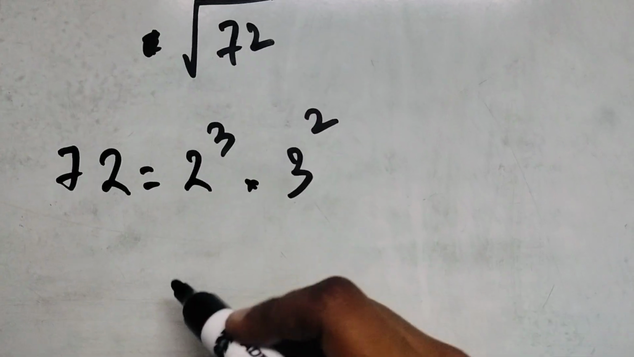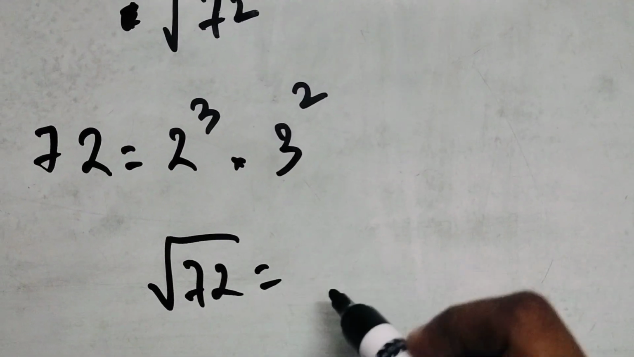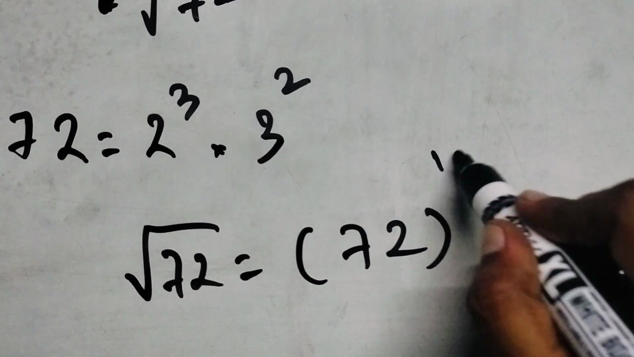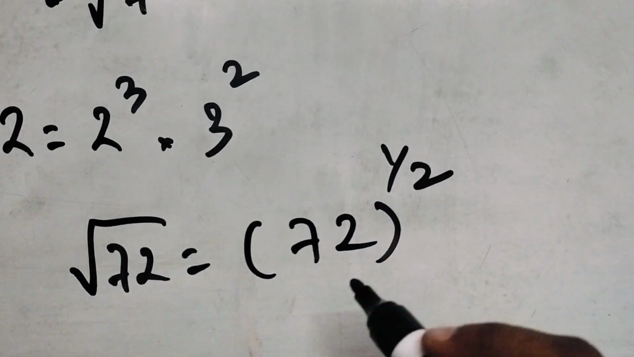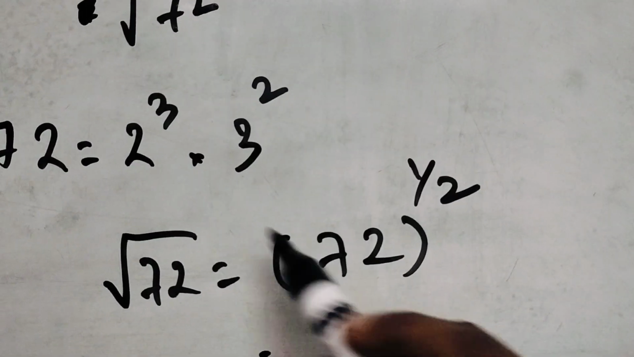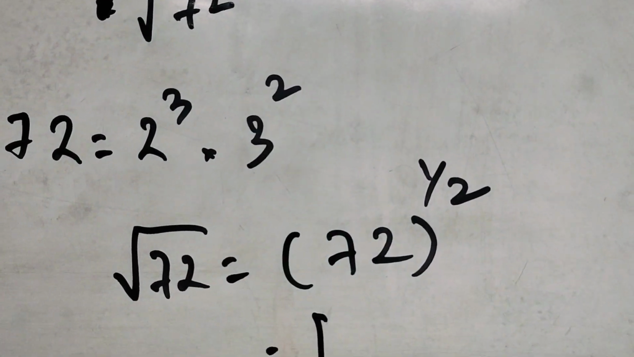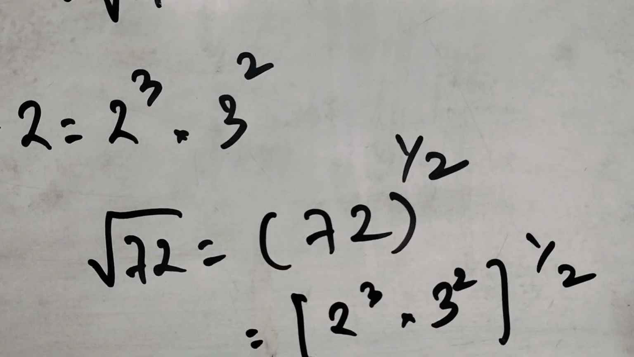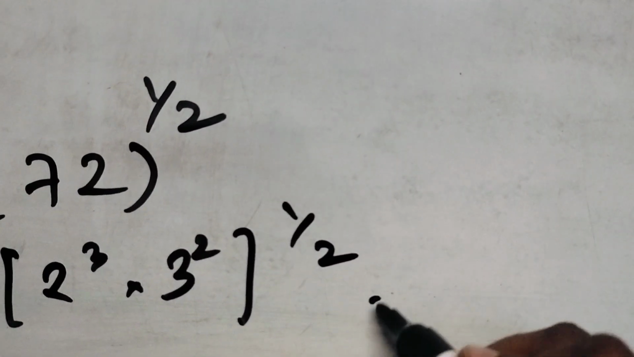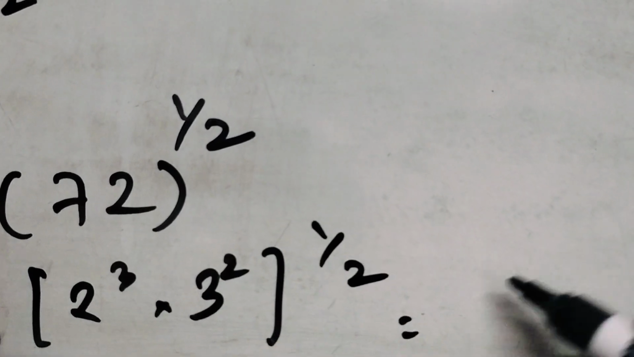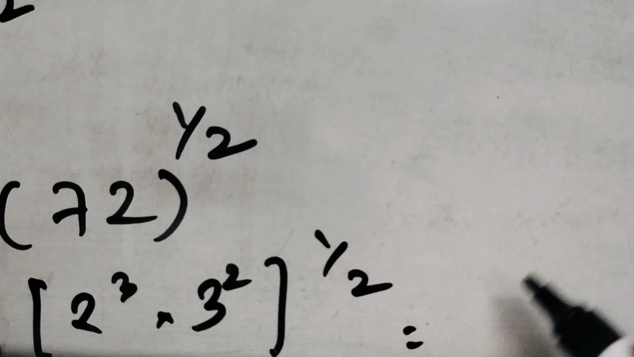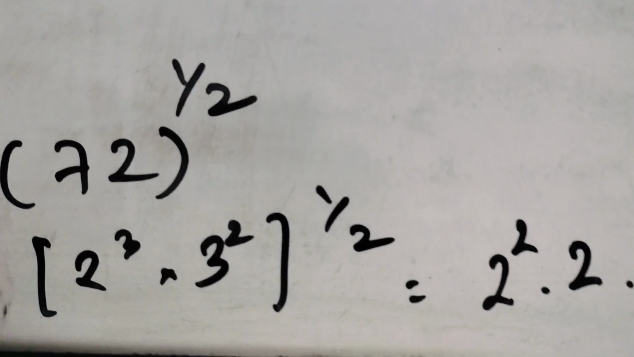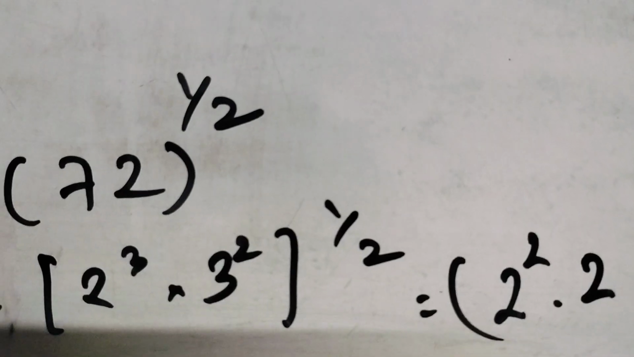Now we can write root over 72 as 72 to the power half. Now 72 to the power half can be written as, what is 72 again? 2 cube and 3 square, to the power half. Now we can simply break this as 2 square and 2, and 3 square, followed by half.